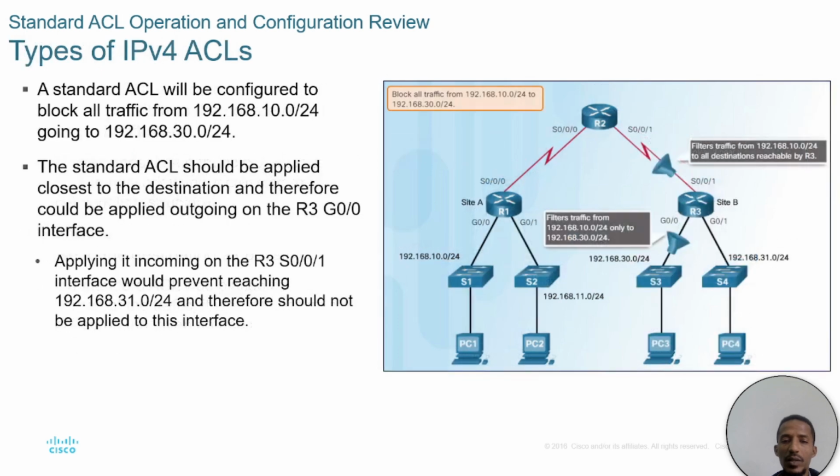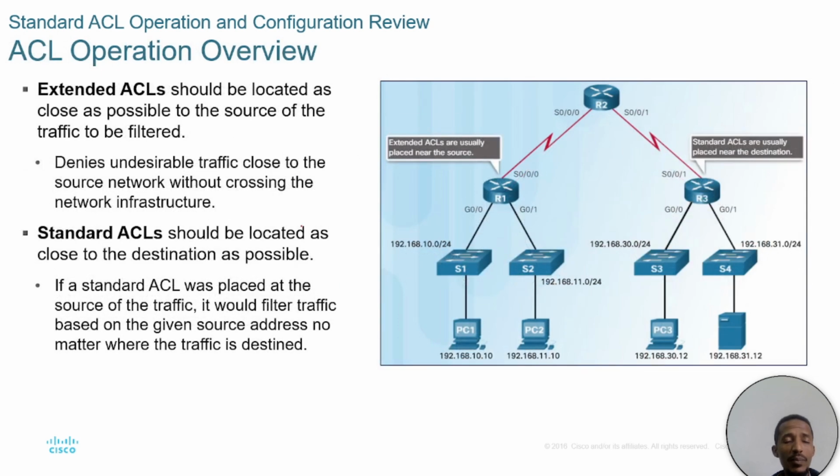One of the big statements is that whenever you filter based on an extended access control list, you need to configure it as close as possible to the source. In the case of extended, it denies undesirable traffic closer to the source without affecting the network structure. And the standard one, as close as possible to the destination. What about extended? As close as possible to the source.